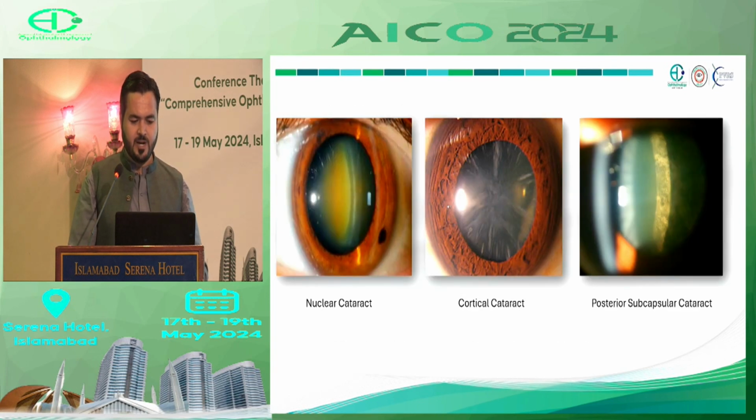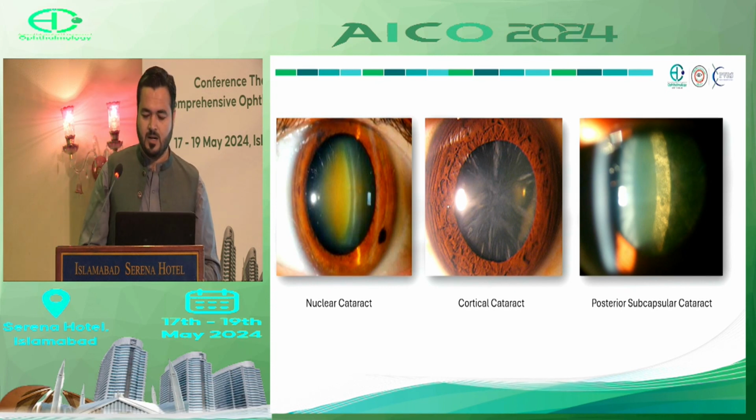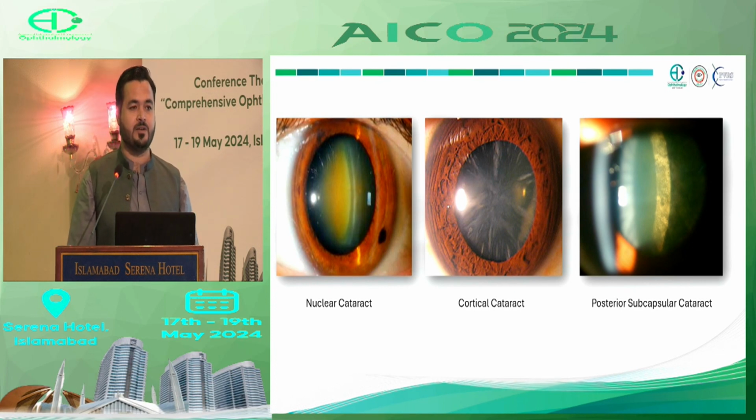These are different types of cataract. The first picture shows nuclear cataract, the second one is cortical, and the third one is posterior subcapsular cataract.